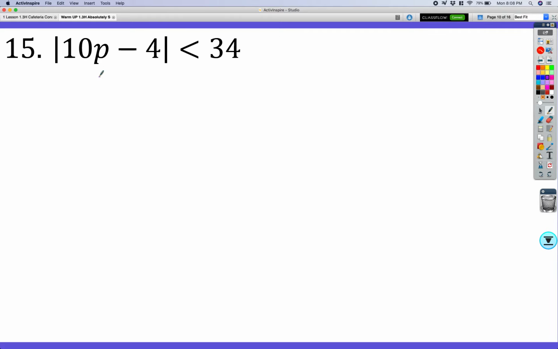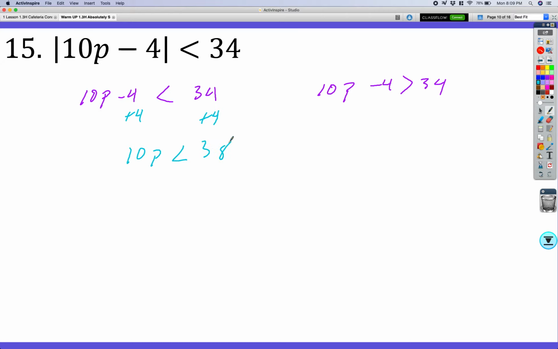All right, so from here then, let's go ahead and create. There's nothing more to do here, so all I do is 10p minus 4 is less than 34. And then my second inequality, 10p minus 4 is greater than 34. So when I went ahead and solved these now, I'm going to add 4, 10p is less than 38 to get p is less than 3.8.